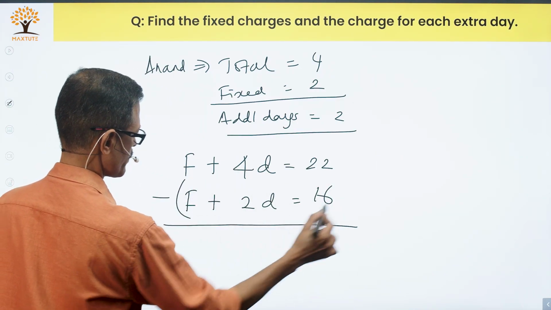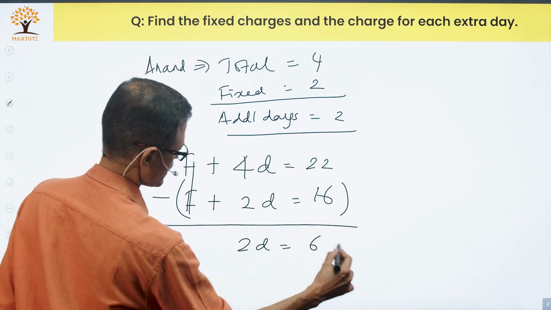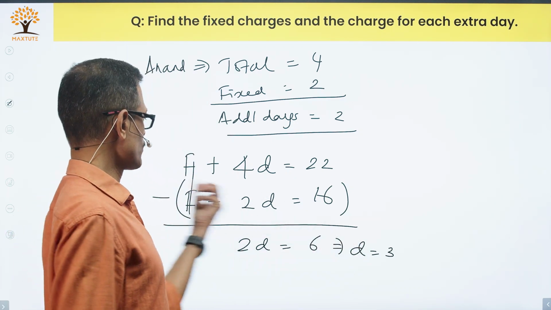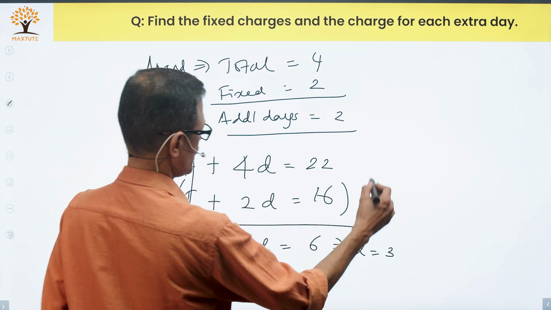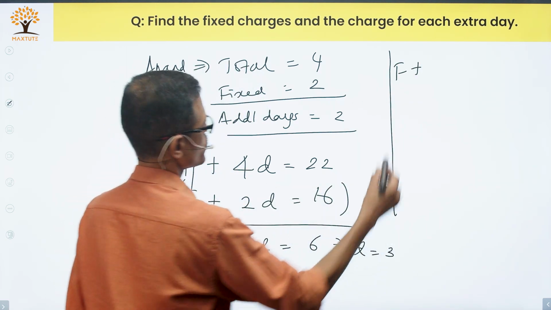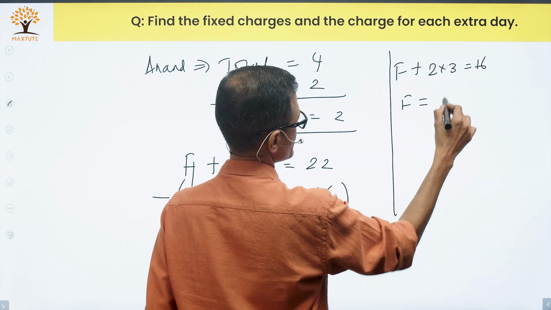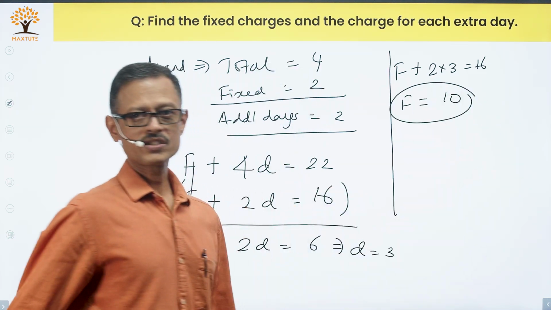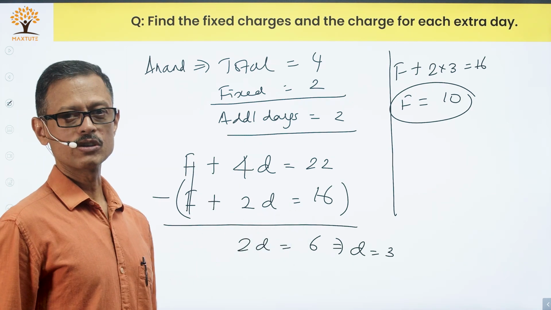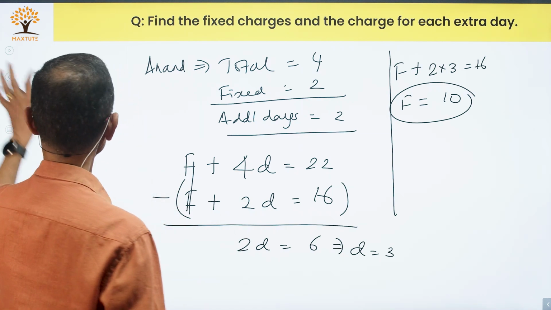Subtract the second equation from the first one. f gets cancelled with f. We have 2d is equal to 6, translating to d is equal to 3. Substitute the value of d in one of these equations. Let's do it in this equation. f plus 2d, which is 2 into 3, is equal to 16. So fixed cost is equal to 10. And the cost per additional day is equal to 3 rupees. These are the two things that we needed to find out. Move on to the second part.